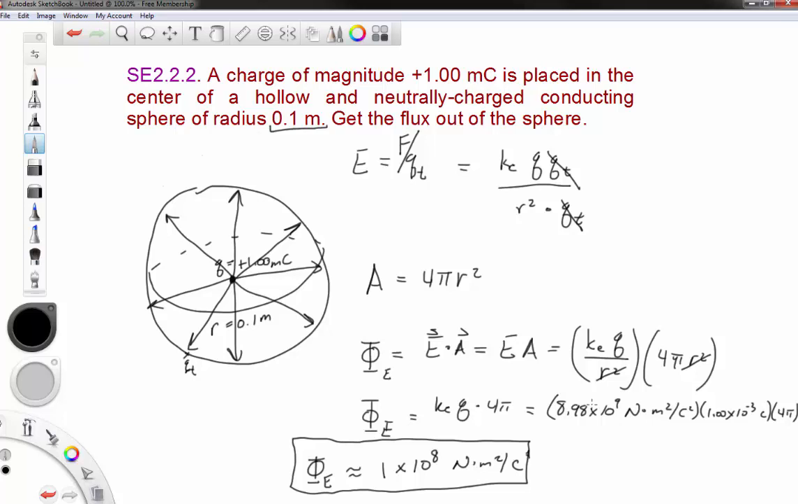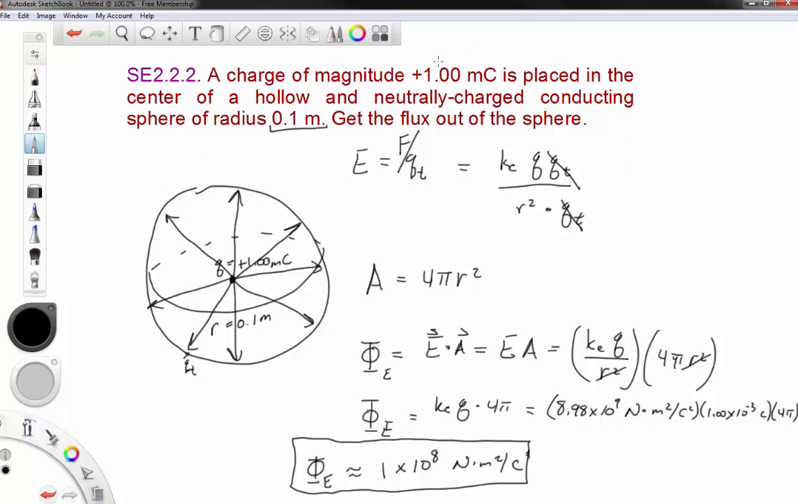Before moving on to the next example, I want to note that we can now quickly, for this amount of charge, calculate the flux out of all spheres upon which this charge is centered, because they will all have the same answer for this given charge at the center of the sphere. Because you'll notice that the r squared terms dropped out. That means that the radius of the sphere doesn't matter for flux's sake. Therefore, a sphere that had a 1 meter radius would also have the same flux of 1 times 10 to the 8th newton meters squared per coulomb. So you can now very easily calculate the flux out of any sphere.